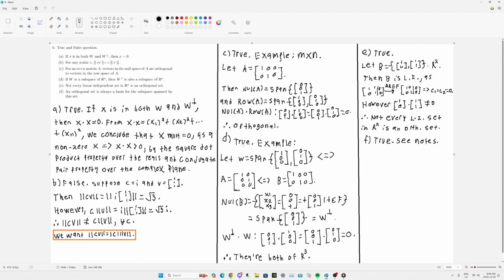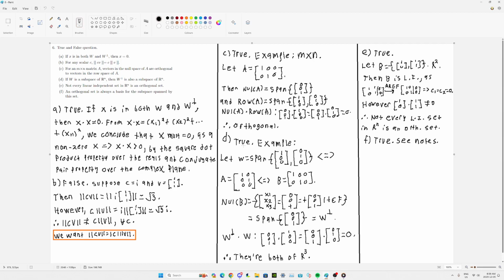Right. If x is in both w and the complement of w, then x equals 0. So we see this, it's true. If x is in both w and the complement of w, then x dot x equals 0. And so we can combine that with the fact that x dot x is equal to the first element squared, the second element squared, up to the nth element squared, where we're adding them all.